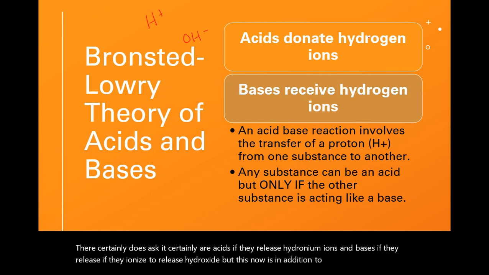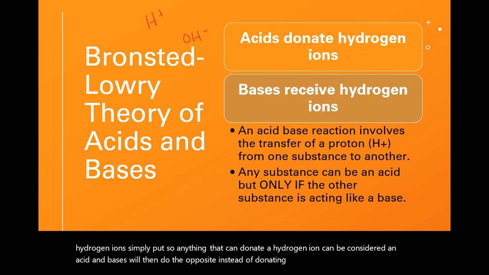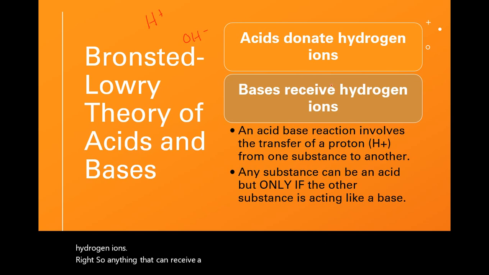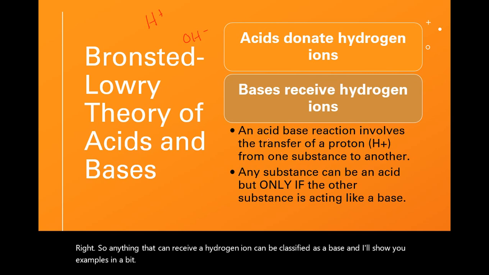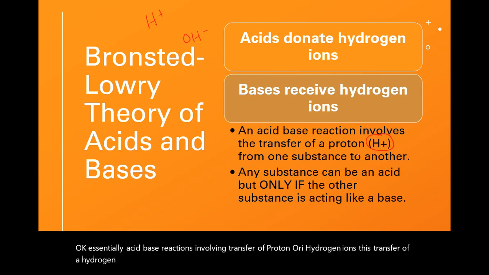So acids donate hydrogen ions, simply put. Anything that can donate a hydrogen ion can be considered an acid, and bases will then do the opposite. Instead of donating hydrogen ions, they will receive hydrogen ions. So anything that can receive a hydrogen ion can be classified as a base, and I'll show you examples in a bit. Essentially, acid and base reactions involve a transfer of a proton or a hydrogen ion. This transfer of a hydrogen ion from one substance to another is what allows this definition to take place. Again, we're going to see examples in just a moment.